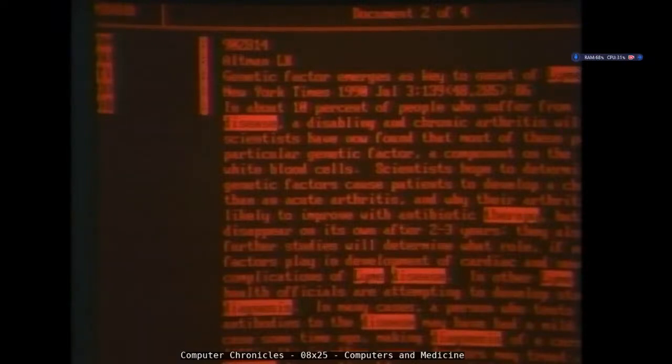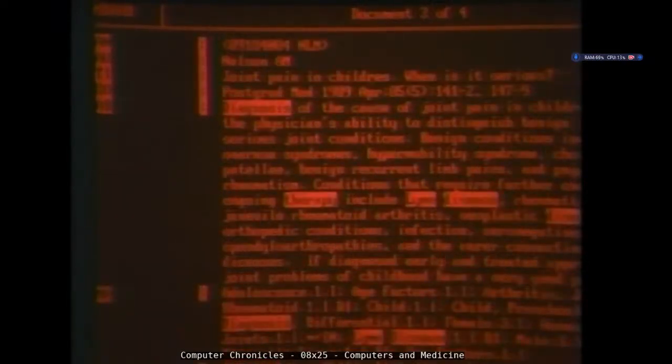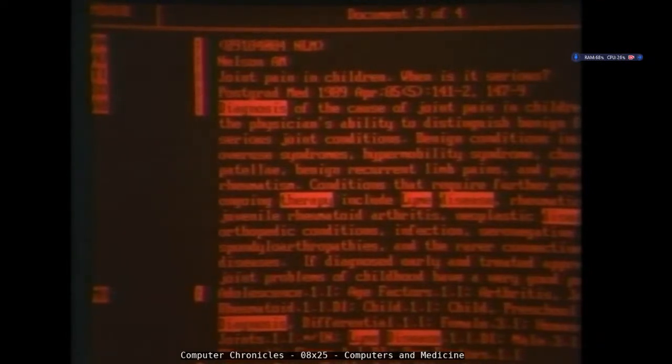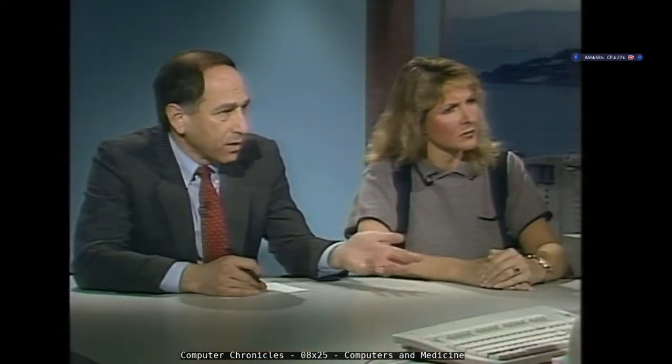We have one from New York Times in genetic factors. We have one of the Medline abstracts from Postgraduate Medicine. Okay, so if I wanted information about Lyme disease, I could go online to the service and pull down these articles. That's correct, just like you did.